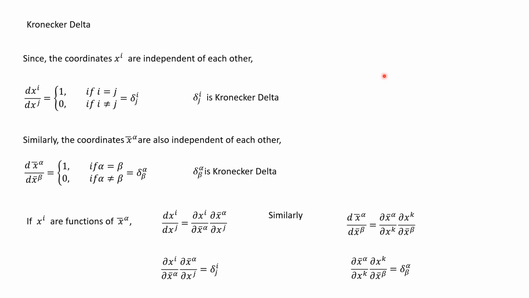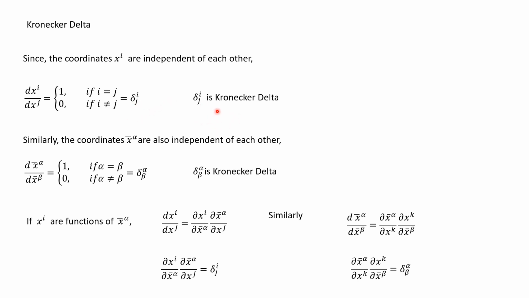So, in Cartesian coordinates, x, y, z are independent of each other. Likewise, r, theta and phi are also independent of each other. So if you generalize to this notation, the coordinates x superscript i are independent of each other. So the derivative dx superscript i by dx superscript j will take the value of 1 only if i is equal to j, otherwise it will take the value of 0. So this is expressed by a symbol called Kronecker delta, indicated here as delta superscript i subscript j.